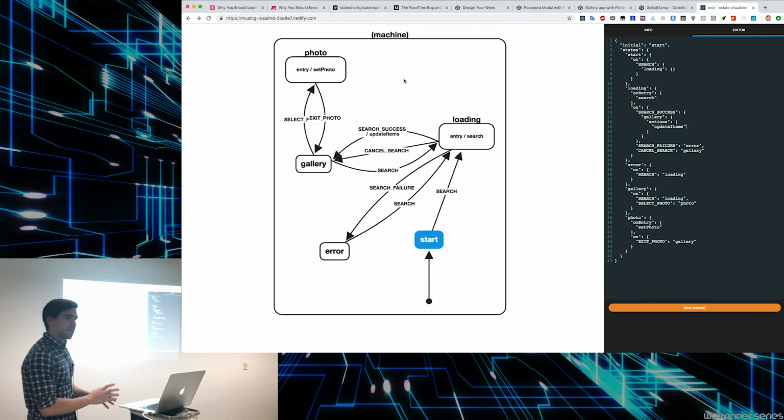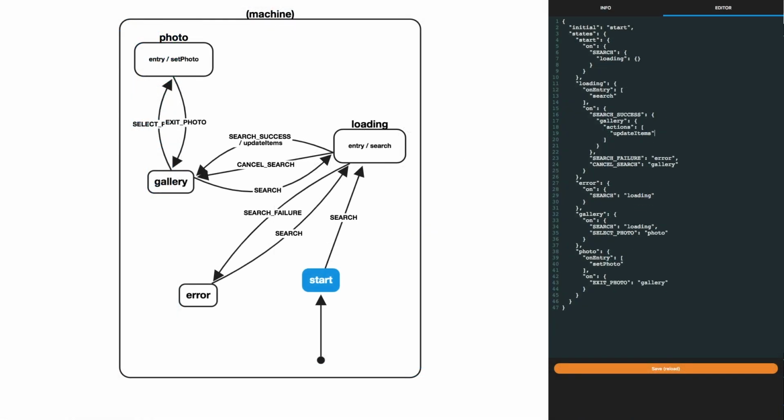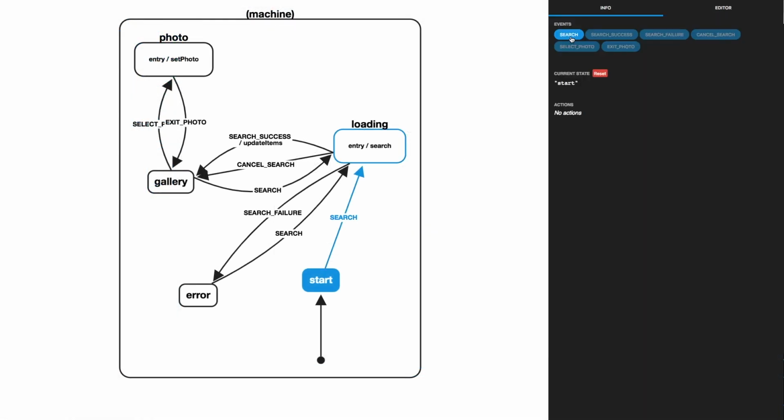This is one of my favorite parts about using a state machine, is that this describes our Flickr search application. And with this, we could simulate how our application works. So let's say that we search. We know that when we search, we're going into this loading state, and we know exactly what could happen next based on what event happens. So for example, search success is going to take us to the gallery. Failure is going to take us to error. And when we cancel, it just takes us back to the gallery.